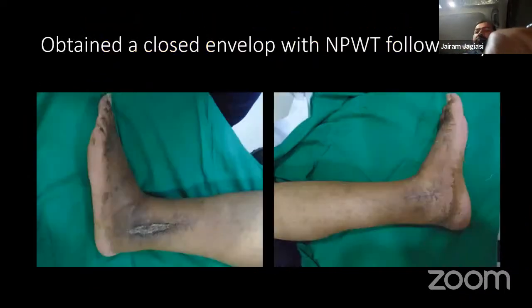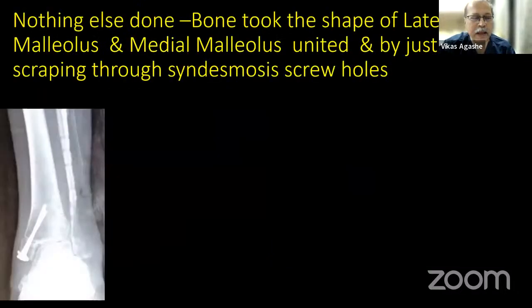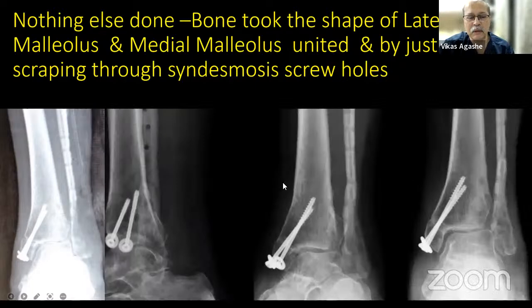As everybody said, I used VAC and closed the envelope. And exactly as Dr. Pradeep and Santosh said, I just held on. You can see there's a distinct gap in the medial malleolus. There's a big defect here. This is after 1.5 to 2 months.